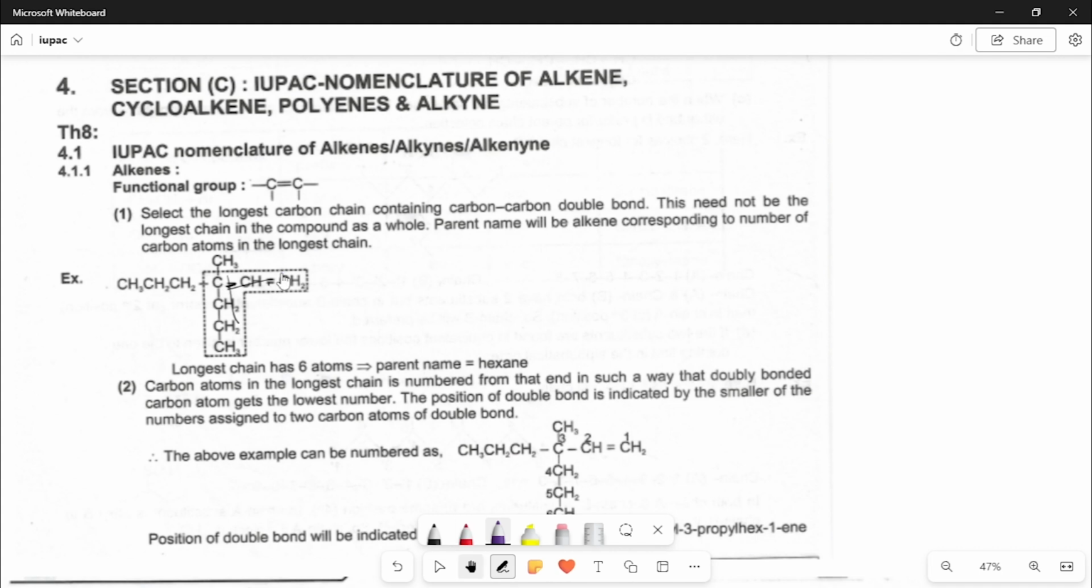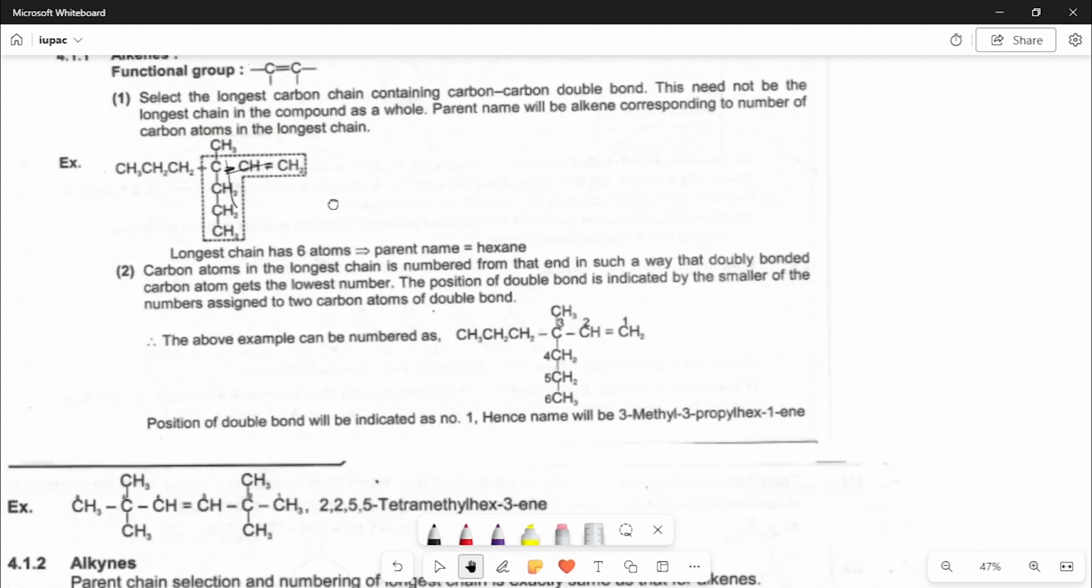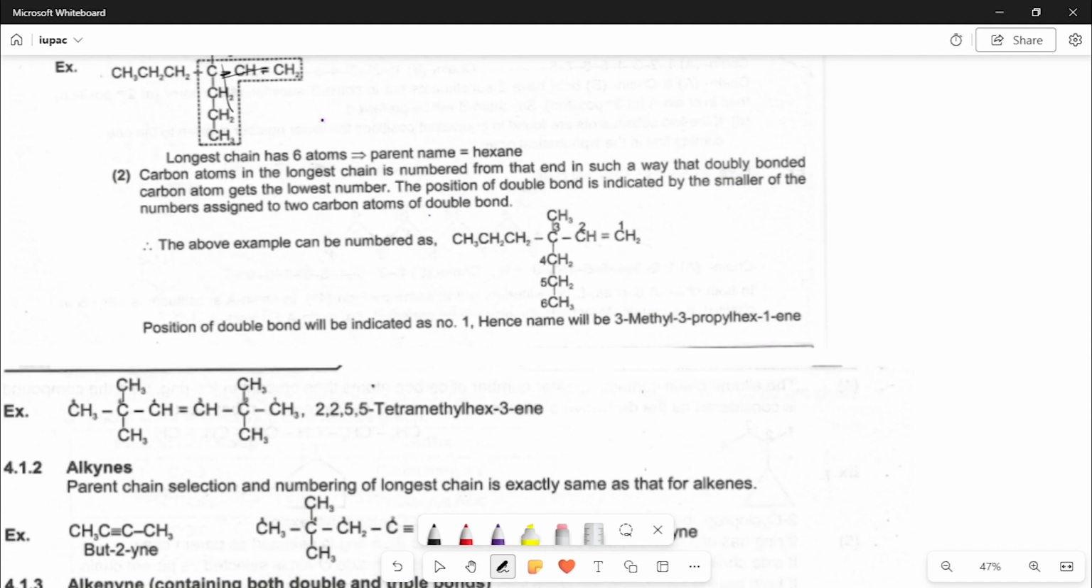The carbon atoms in the longest chain are numbered from that end in such a way that the double bonded carbon atom gets the lowest number. The position of the double bond is indicated by the smaller number assigned to the two carbon atoms of the double bond. So basically they are telling you that you have to assign the lowest number to the carbons present in the bond, the double or triple bond. So for now it's like here.